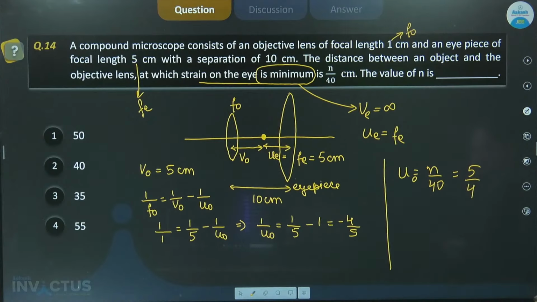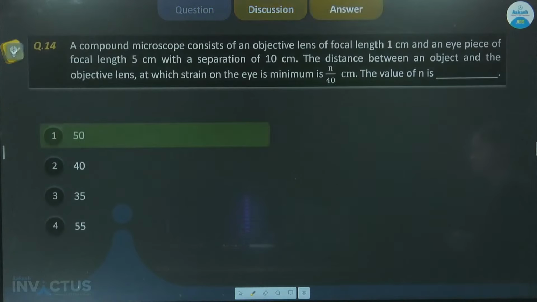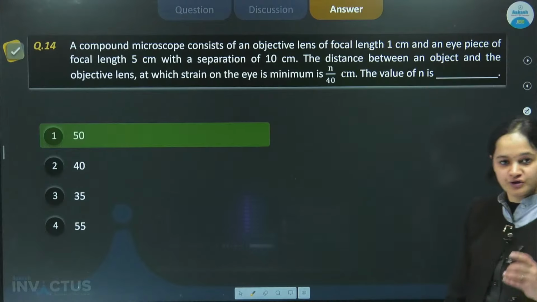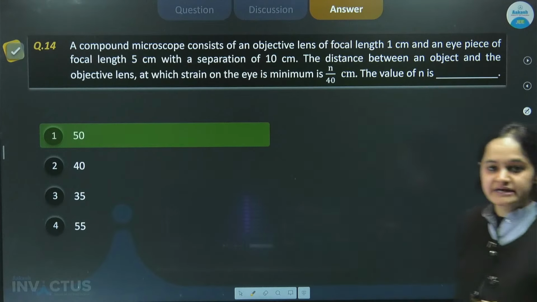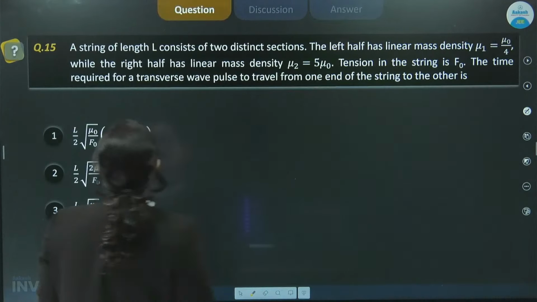So n, you can see it is turning out to be 50 के बराबर. Alright, n is turning out to be 50. So this is the answer for the question number 14. Alright, now let's move on to the next question.